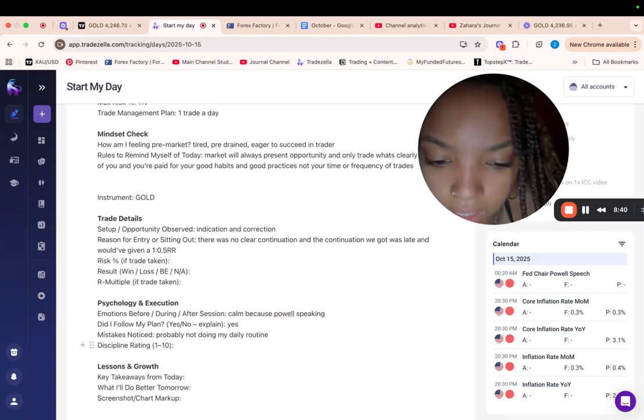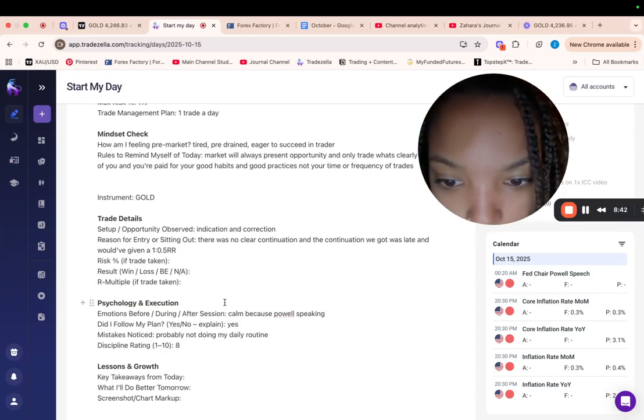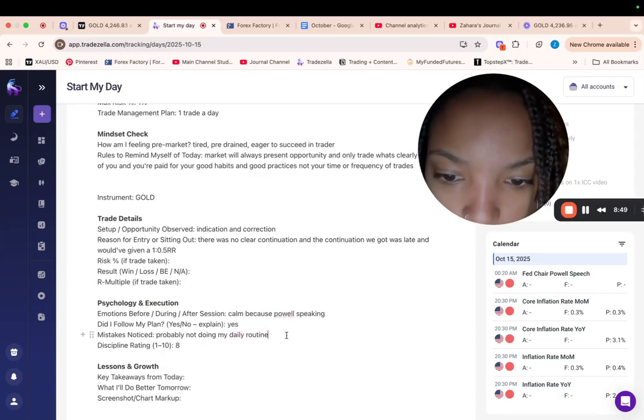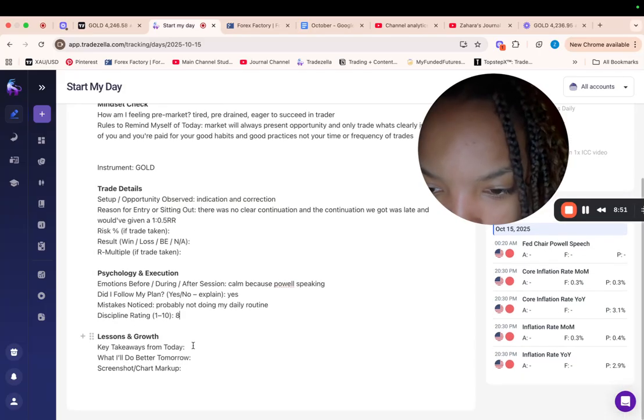And then because of that, I'm going to give myself an 8 discipline rating because I was super calm during the session. Everything actively in the chart was really good. It was literally just not doing my daily routine, which is still important, so that's why I'm not giving myself a 10 out of 10.